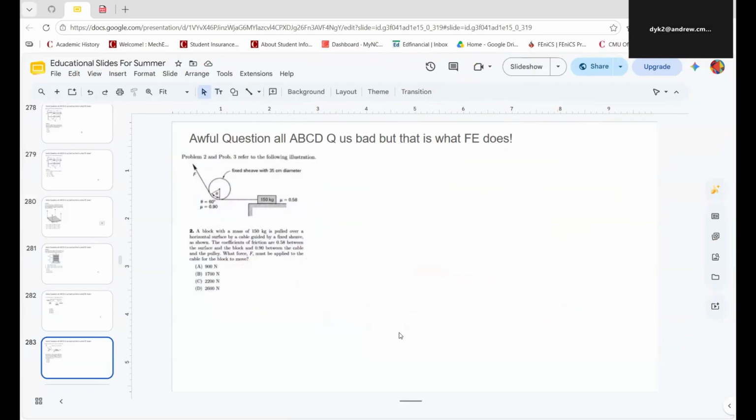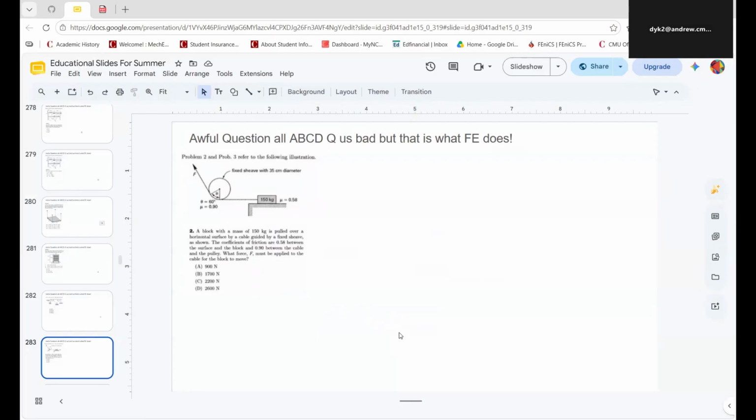So over here, we have another question. A block with mass of 150 kilograms is pulled over a horizontal surface and cable guide by a fixed sheath as shown. The coefficient of friction is 0.58, and I'm actually going to double check that because I know from last time that it might be wrong. Oh, it's right this time. 0.58, and between the surface is 0.9. That's all correct. Okay, we don't have to worry about that this time.